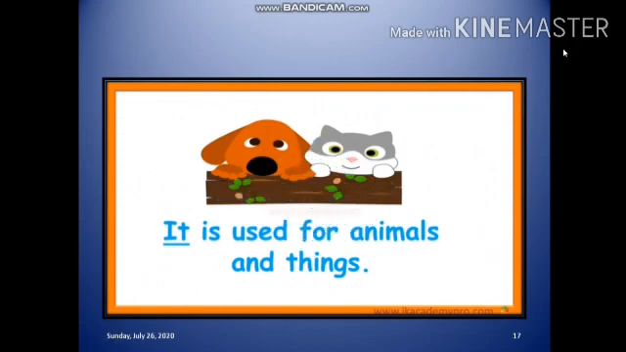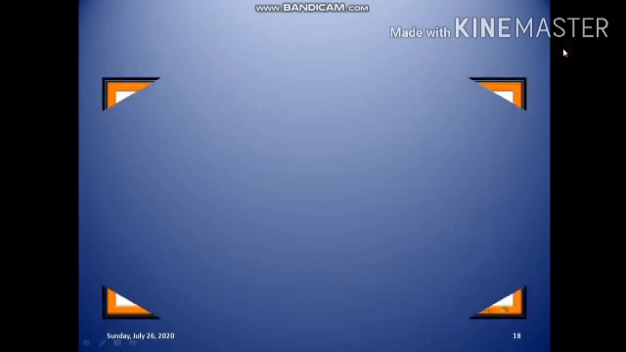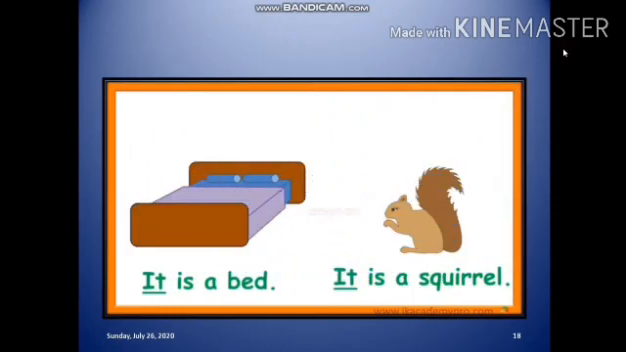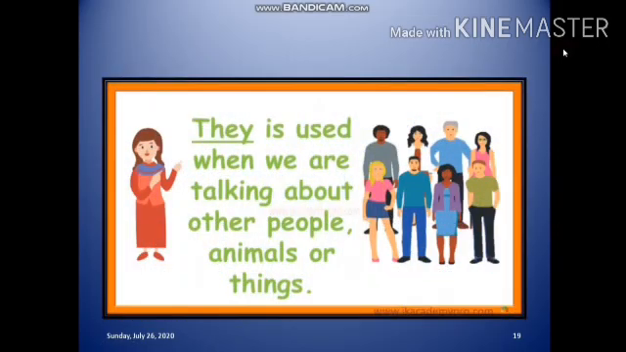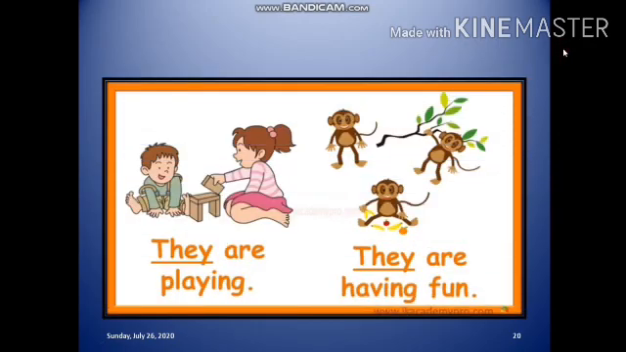Now the pronoun it is used for animals and things. For example, it is a bat. Bat is a thing and it is a squirrel. Squirrel is an animal. Now the word they is used when we are talking about other people, animals or things. For example, they are playing, they are having fun.